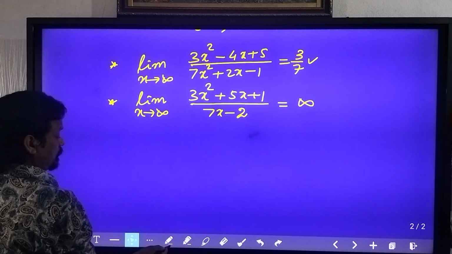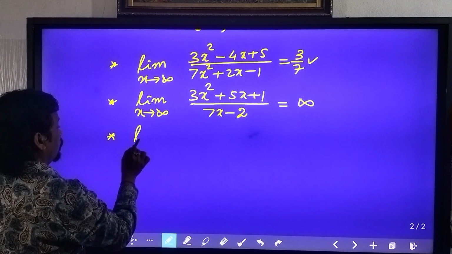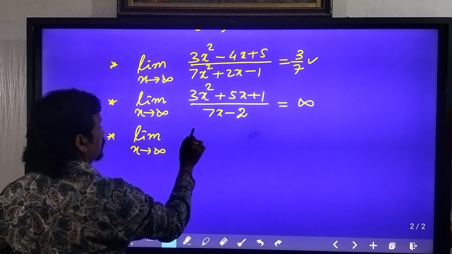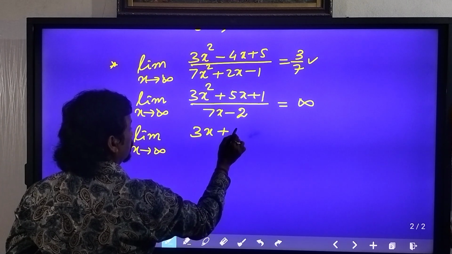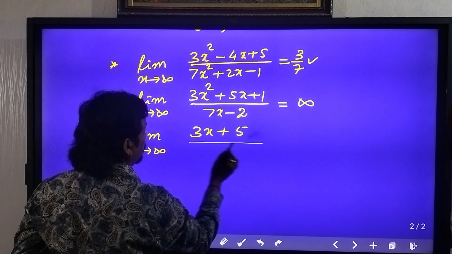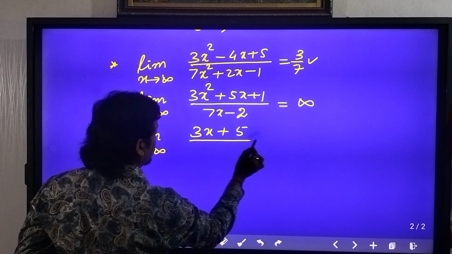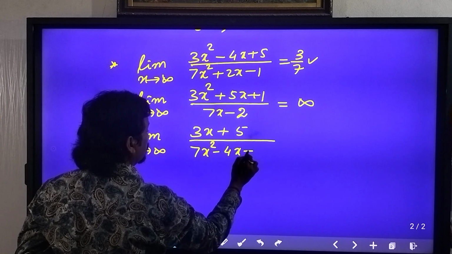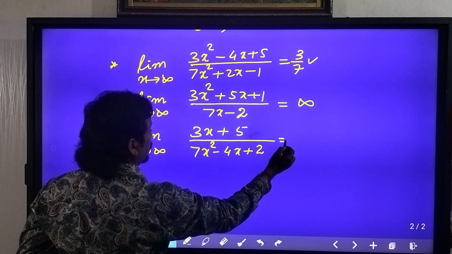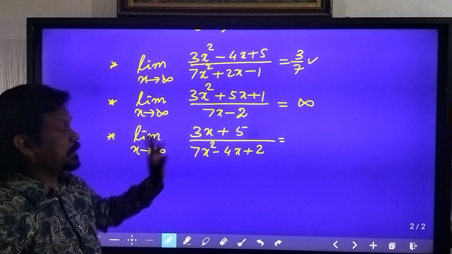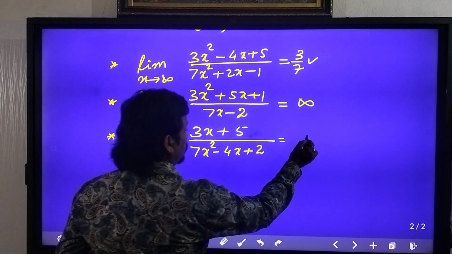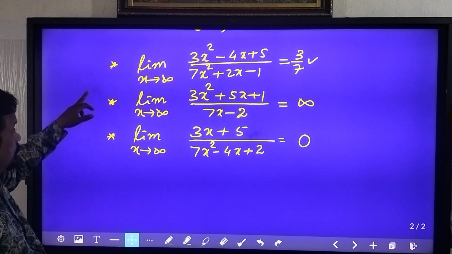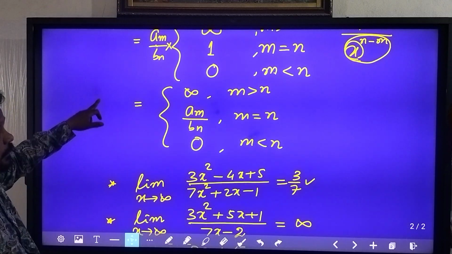Okay, another question. Limit x tends to infinity, 3x plus 5 divided by 7x square minus 4x plus 2. Here the degree of the numerator is less than that of the denominator. So the answer will be equal to 0. So these are the three cases for the above problem.